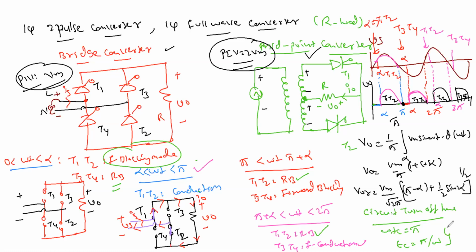Next one, RL load, a very important one. See what is happening in the RL load. Now, what is the problem here? Current is not continuous. Meaning, you can see here now. I'll draw the current also because I'm interested in the current portion also. I told you it is the same as V0. Yes, that's true only.